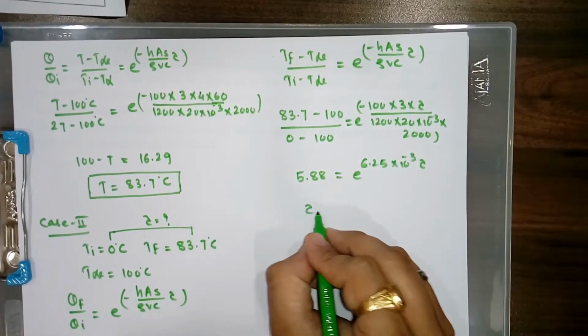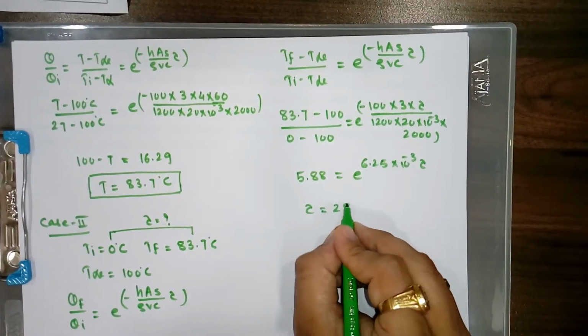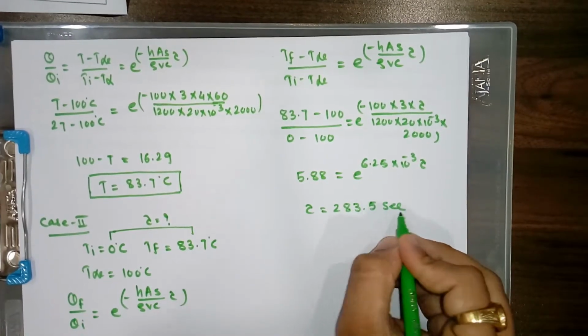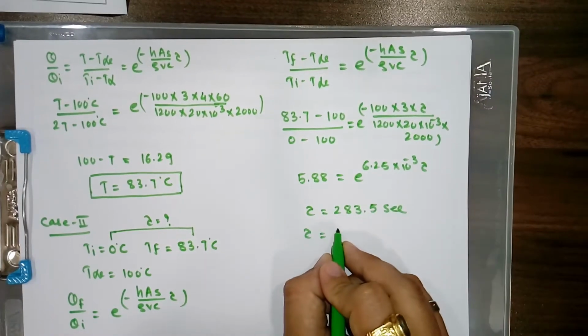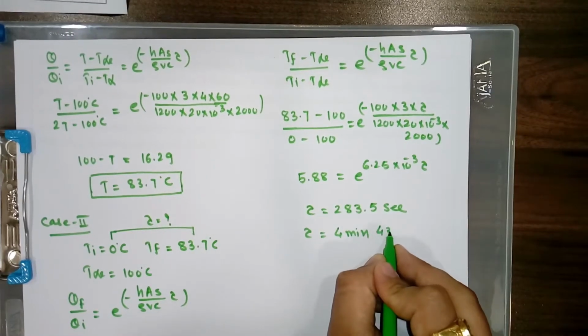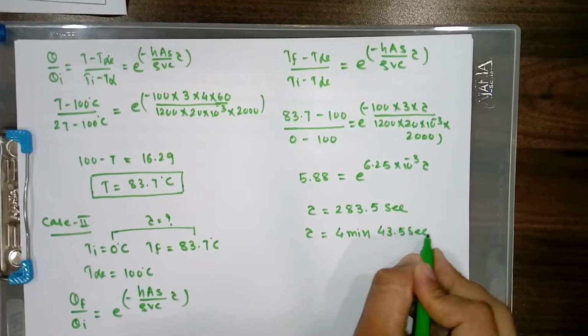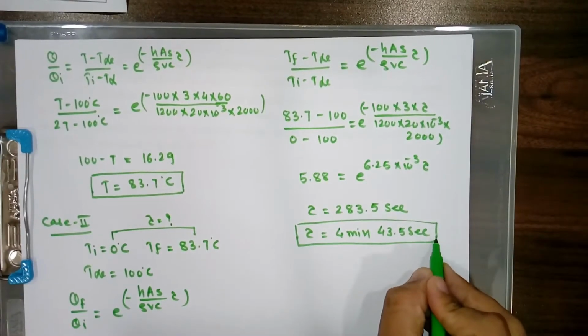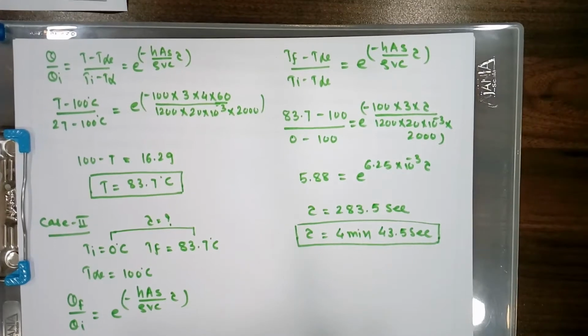So by taking the anti-logarithm we get tau, that is 283.5 seconds. So if we convert into minutes, then 4 minutes and 43.5 seconds. So that much time is required to heat the spherical elements from 0 degree centigrade to 83.7 degree centigrade in an ambient of boiling water.